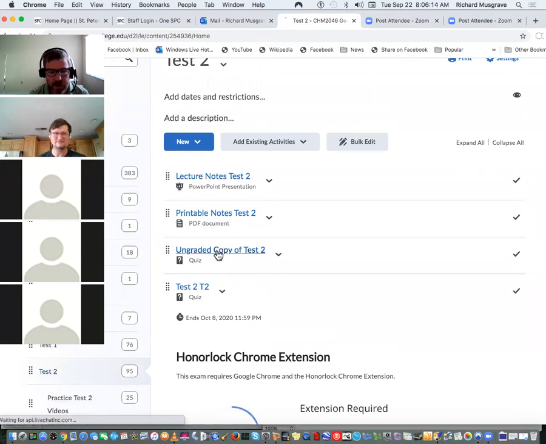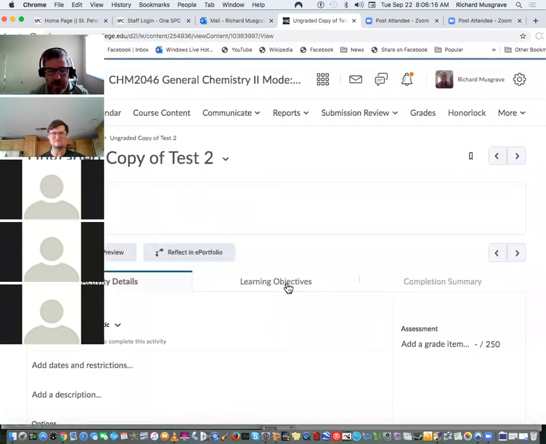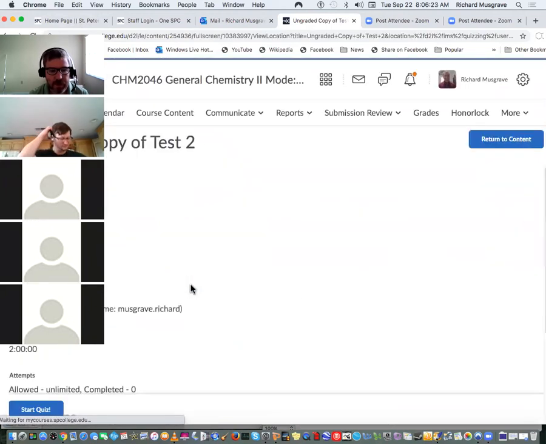So let's look at the test questions here that relate to coming up with the equations.